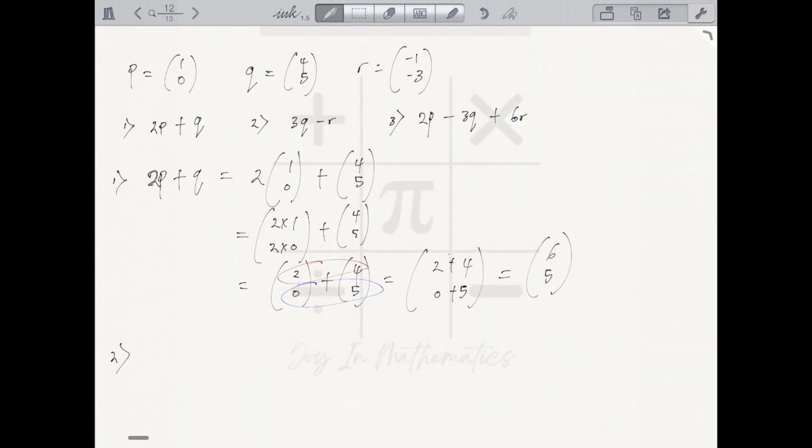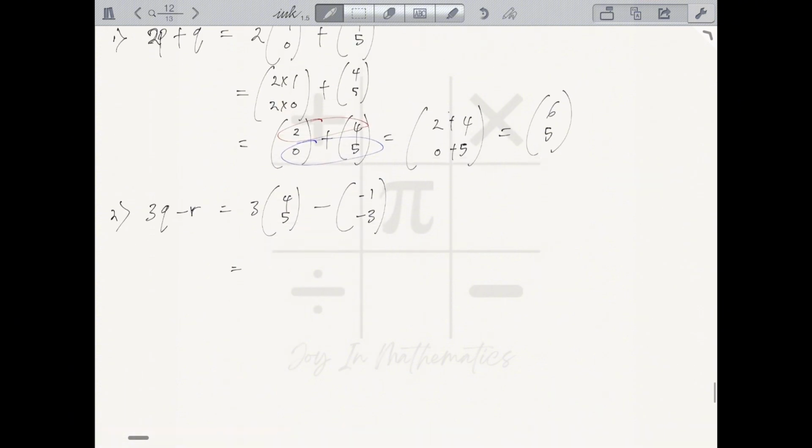Let's look again at question 2, which says 3Q minus R. So let's substitute the vectors. The Q is 4, 5, and the R is minus 1, minus 3. So the first thing to do is to simplify the scalar multiplication. So this will give us 3 multiplied by 4, 3 multiplied by 5, and we are still subtracting minus 1, minus 3. So this will result into 12 and 15. We subtract minus 1 and minus 3.